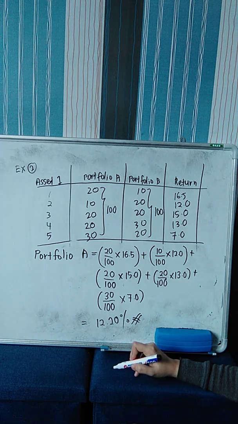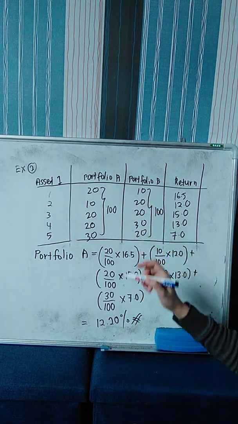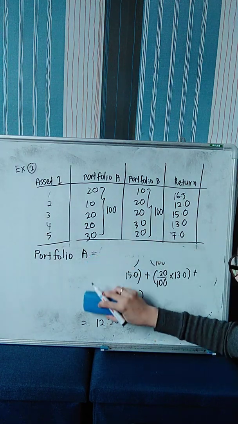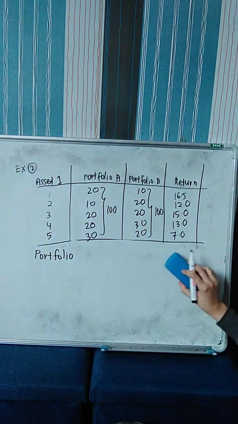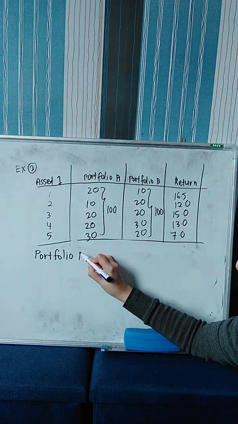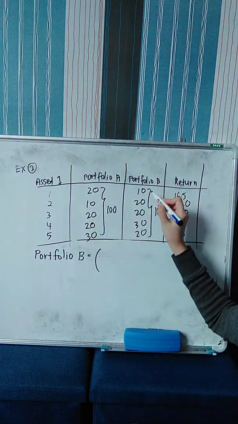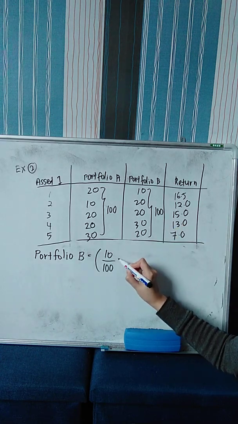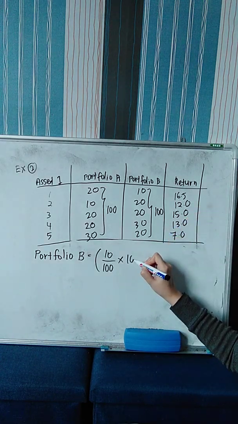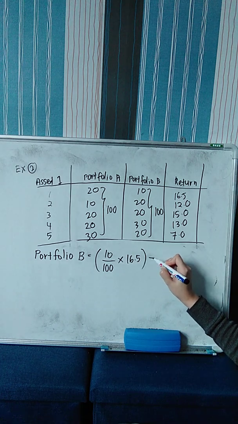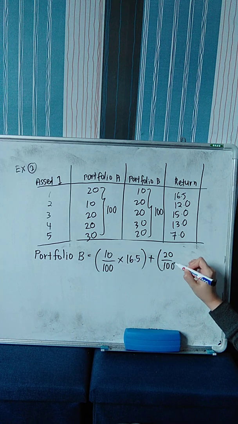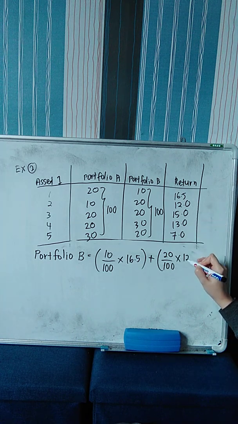Okay. Same step, you need to calculate for portfolio B. Okay, so we calculate for portfolio B. For portfolio B, 10, you divide, the total is 100 and then you times the return, 16.5. Continue, 20, you divide 100, you times return 12.